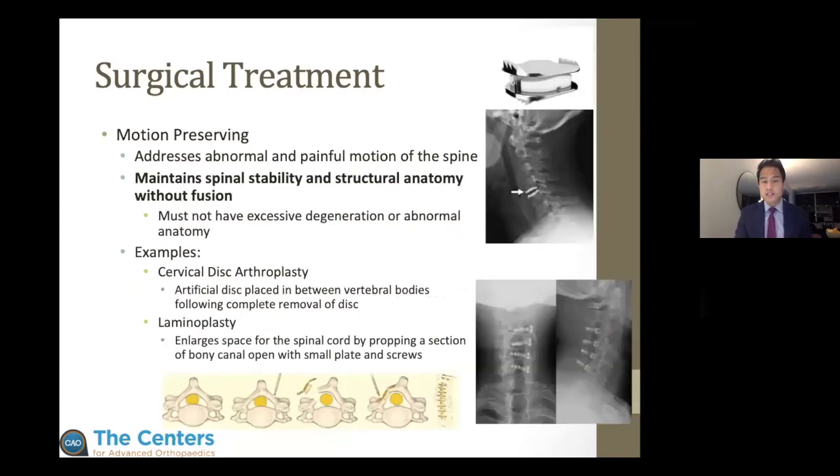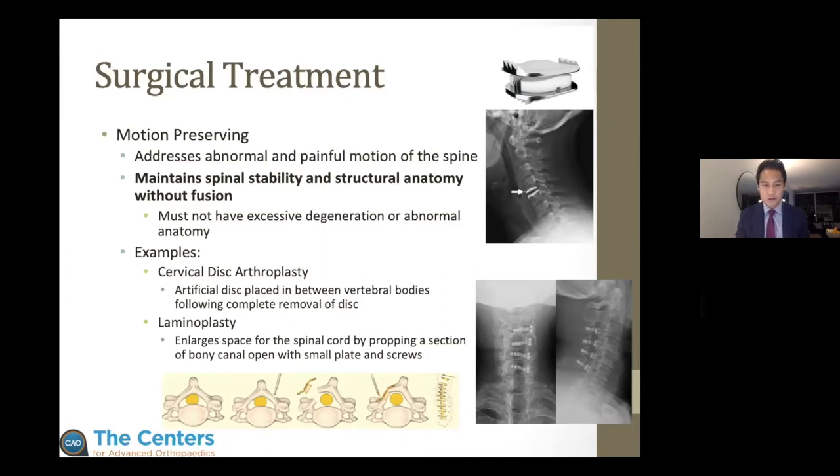You can also address abnormal painful motion of the spine by doing motion preserving procedures. In these procedures, we are maintaining spinal stability and structural anatomy without actually having to fuse the spine. This sounds all well and good, but we have to do it in proper patients. If someone is having pain in their neck related to painful facet joint arthritis or bad degenerative disc disease, the last thing you want to do is allow them to preserve their motion in their spine, because they're going to continue to have that pain.